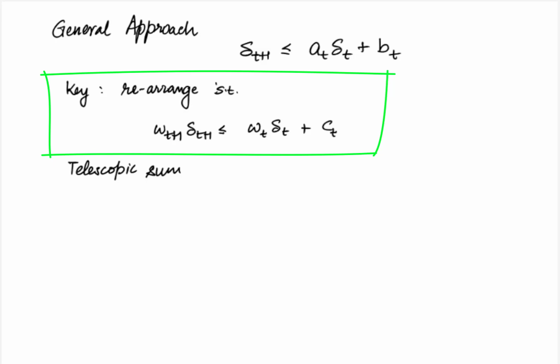When we sum all these equations, all these terms that appear on the left hand side and the right hand side will cancel, and only the first and last term will remain, so that the sum will be given by omega of capital T plus 1 times delta of capital T plus 1 less than or equal to omega 1 delta 1 plus summation over t equal to 1 to capital T of c_t. This is the main idea of the approach. So whenever you see a recursion that cannot directly be solved using a telescopic sum, try to multiply it with certain quantities so as to make it into the form that allows you to form the telescopic sum.